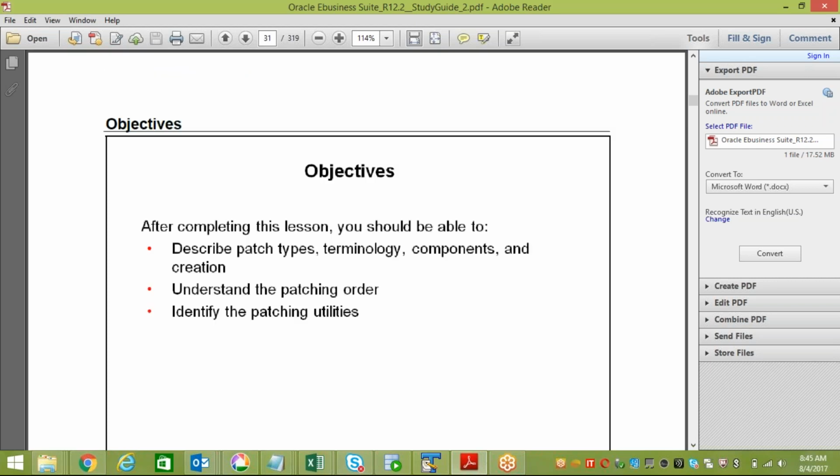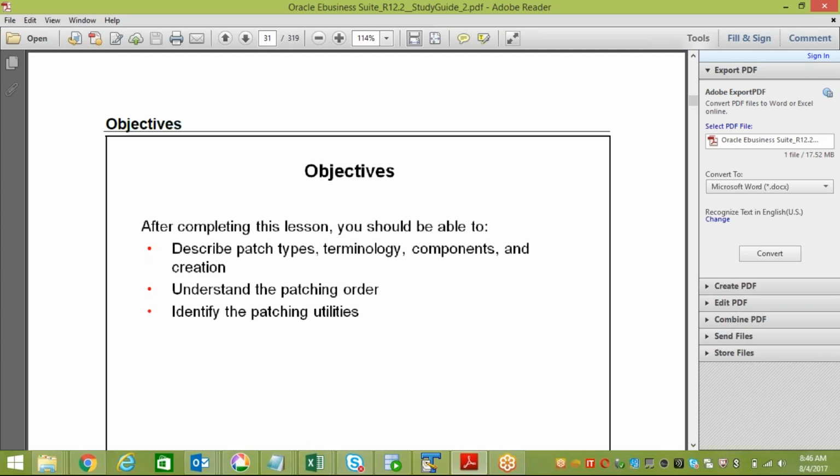You need to understand this is the major point. One of the major differences between 12.1 and 12.2, and the prior versions, technology-stack-wise, is the WebLogic stuff. When it comes to the maintenance side, it's the patching. So the patching is completely changed, including the utility.